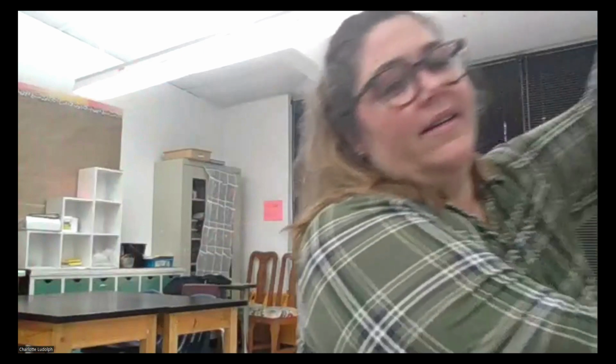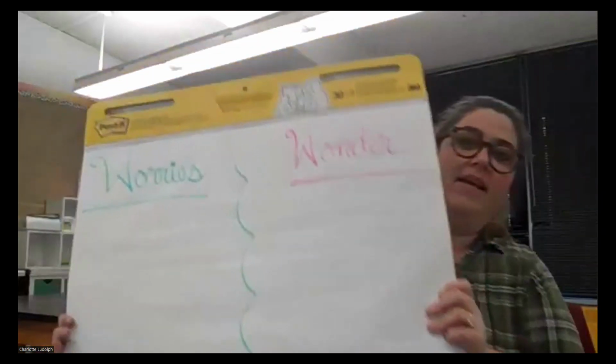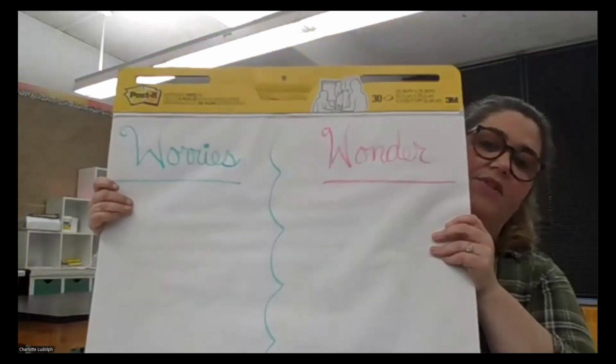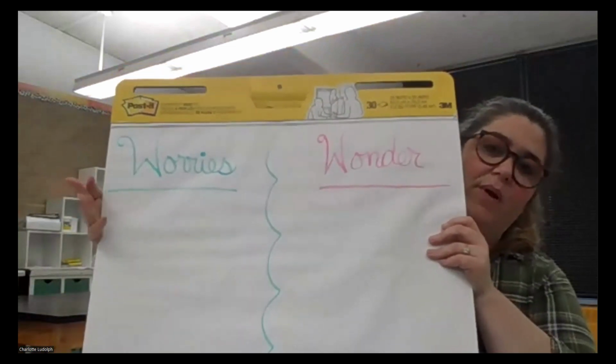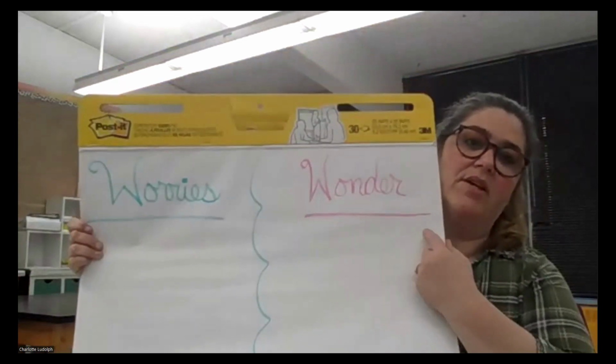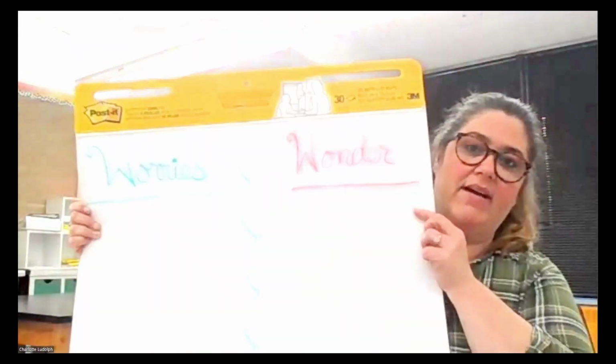Another idea that I found from the same author is to do a worries and wonders chart. On this side, the students use their pen or pencil to write a worry that they have right now, and on this side they write something that they're wondering or something they're confused about in the class right now. So these are 5 easy things that you can do to start your day.